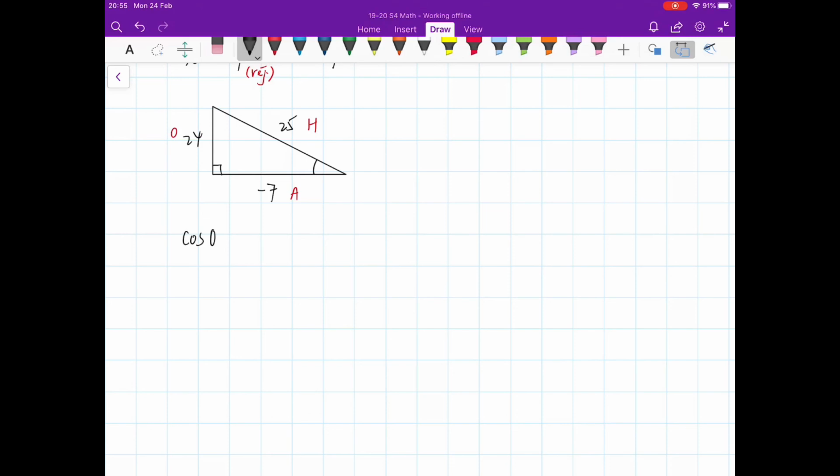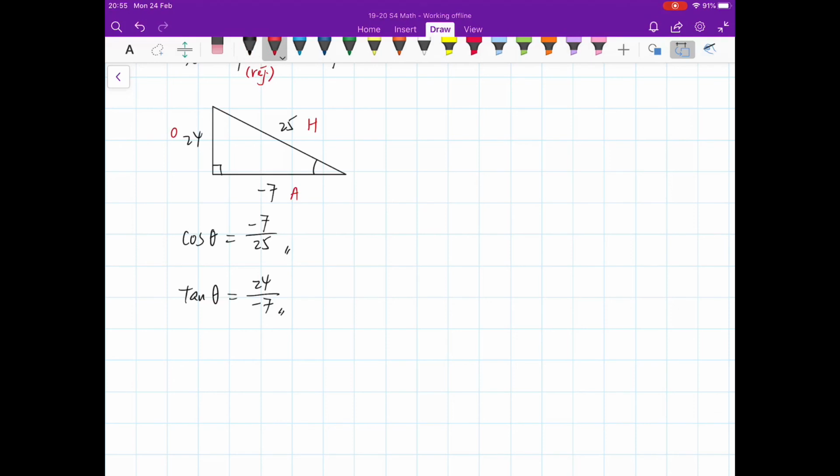And finally, please answer the question. For the cosine theta, it is A over H, that is negative 7 over 25, while for the tangent theta, it is O over A, 24 over negative 7. And this is the answer.